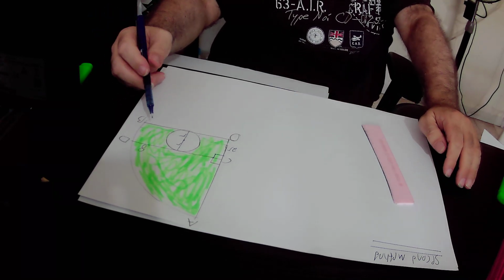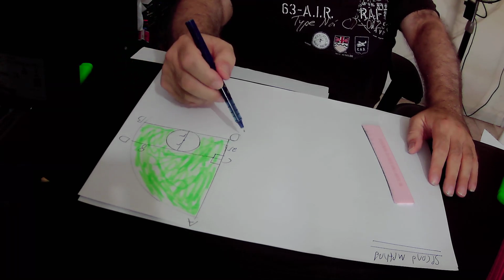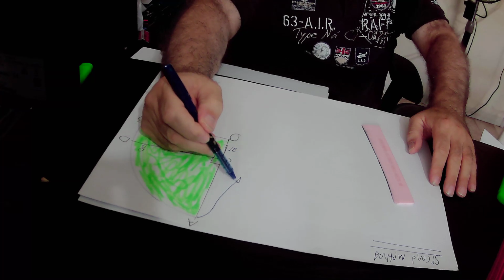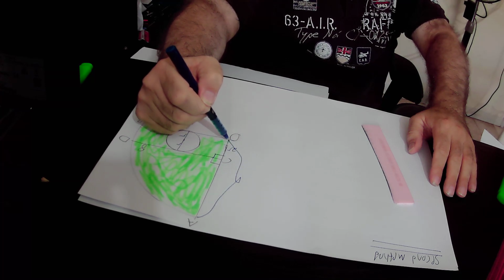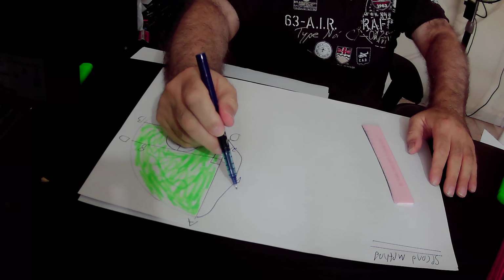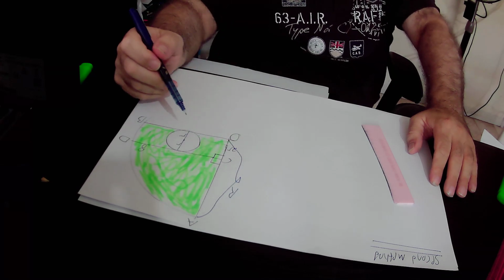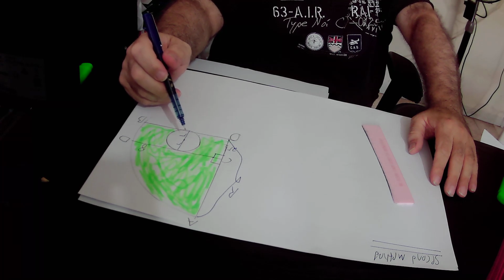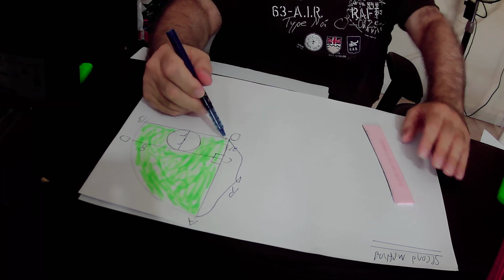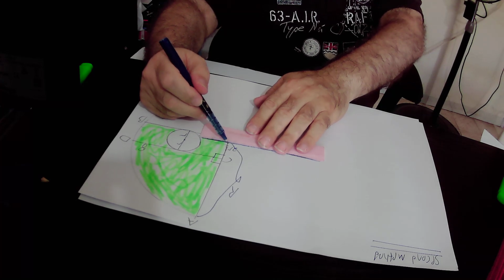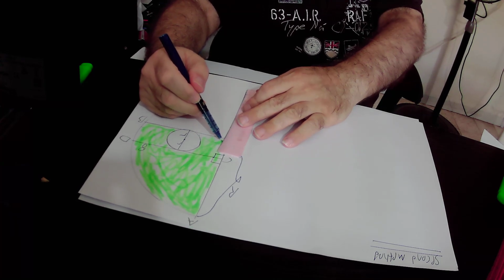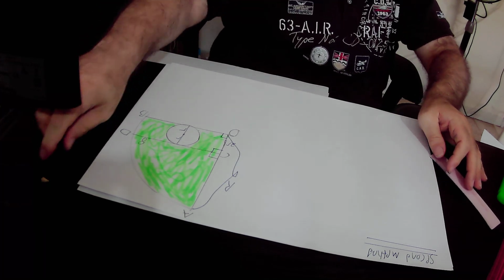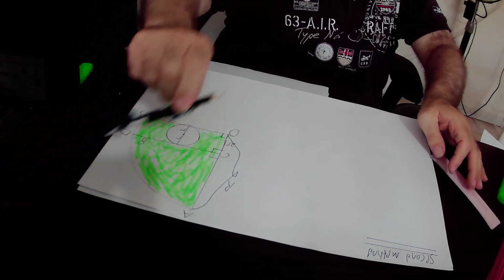We will complete. Here we already found out that AO is the radius of the quarter circle that is equal to capital R, and here this angle equals 90 degrees. Okay. In the next step, we'll complete the quarter circle to a circle.